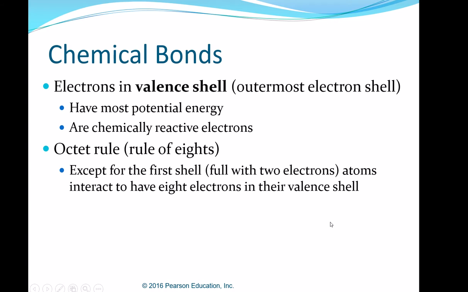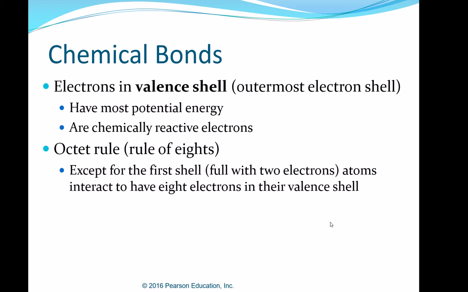So the outermost shell of the electrons is called the valence shell. These are the ones that are furthest away from the nucleus, and so these are the electrons that have the most energy, the most potential energy, and are the ones that are reactive in terms of forming bonds between different atoms. So the electrons that form chemical bonds are the electrons in the valence shell.